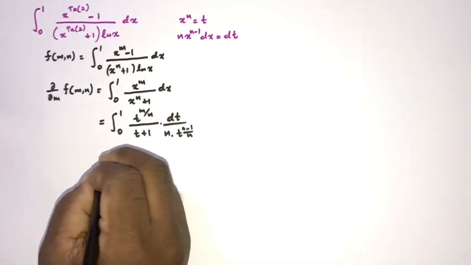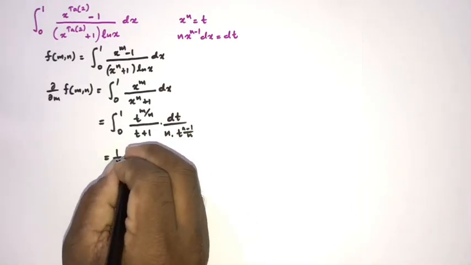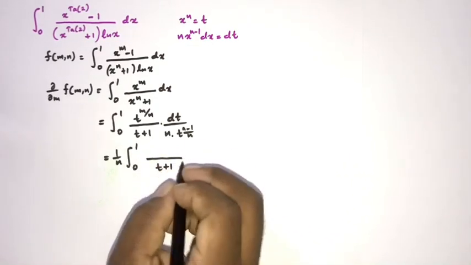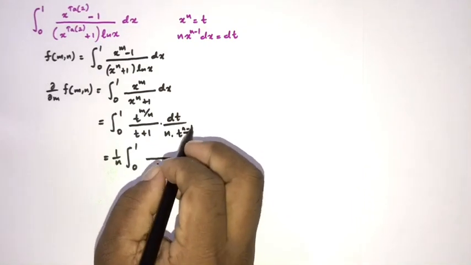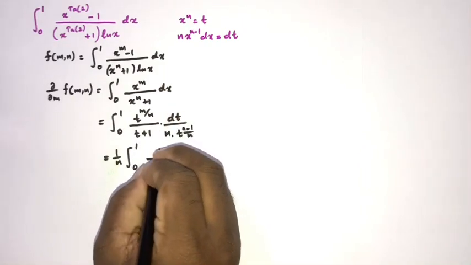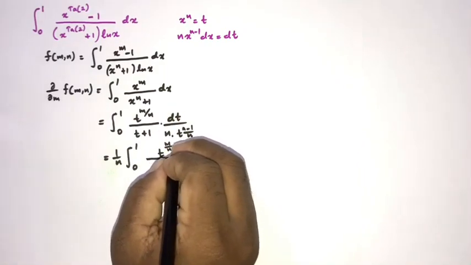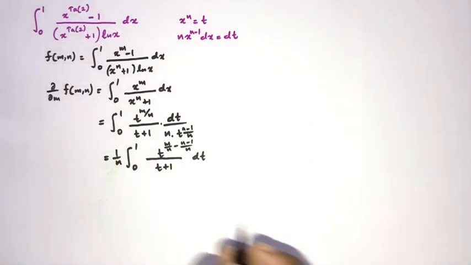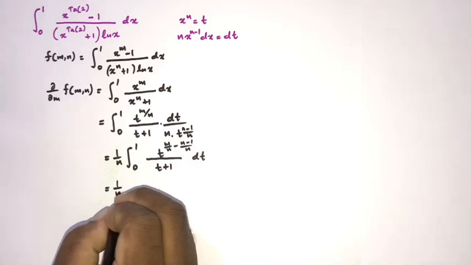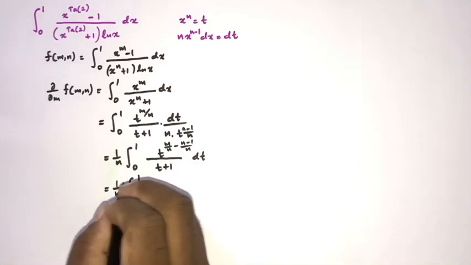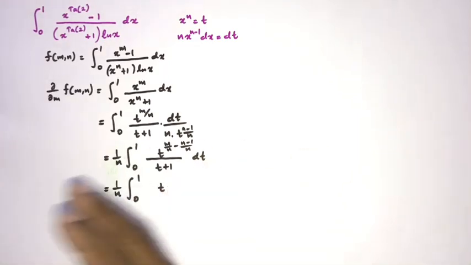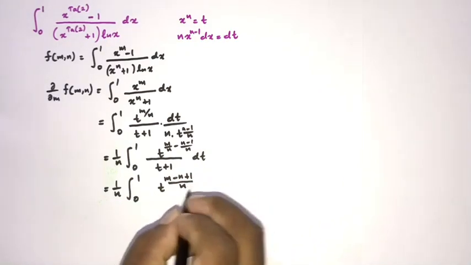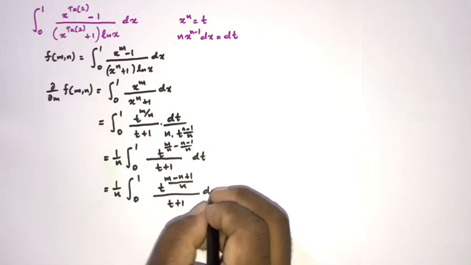Then n is a constant, so we can take it outside of the integral sign, integral from 0 to 1. In the denominator we have t + 1. This t^((n−1)/n) we can move to the numerator. So here we have t^(m/n − (n−1)/n) dt. Then we can simplify. This is equal to 1 over n, integral from 0 to 1, of t^((m−n+1)/n) over (t + 1) dt.